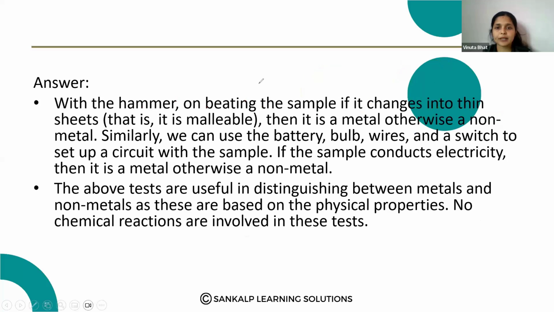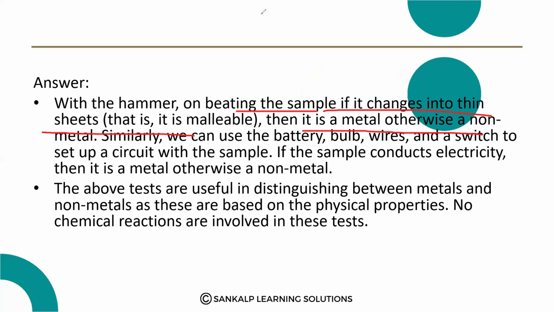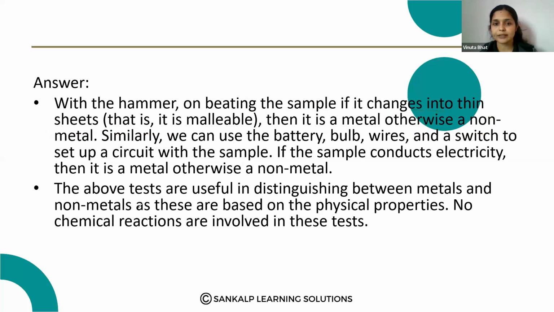On beating the sample with a hammer, if it changes into thin sheets, then it is a metal, because metals have the malleable character. So we may call it a metal. Otherwise, it is a non-metal. Then we can use the battery, bulb, wires and a switch to set up the circuit with the sample. If the sample conducts electricity, then it is a metal, otherwise a non-metal.